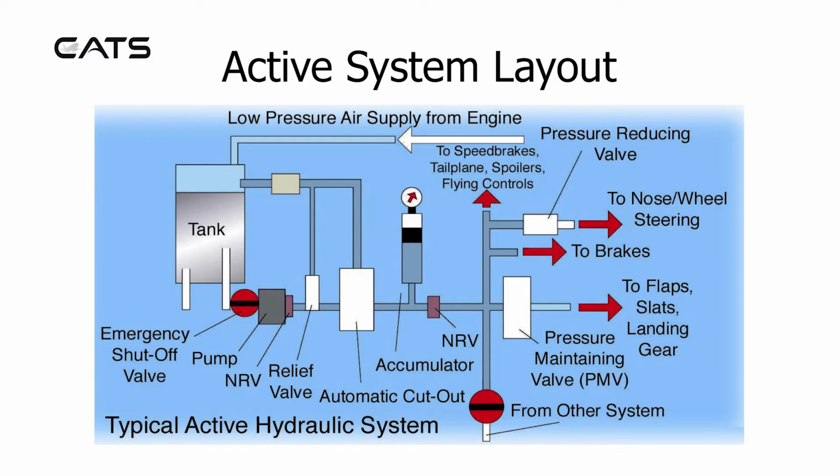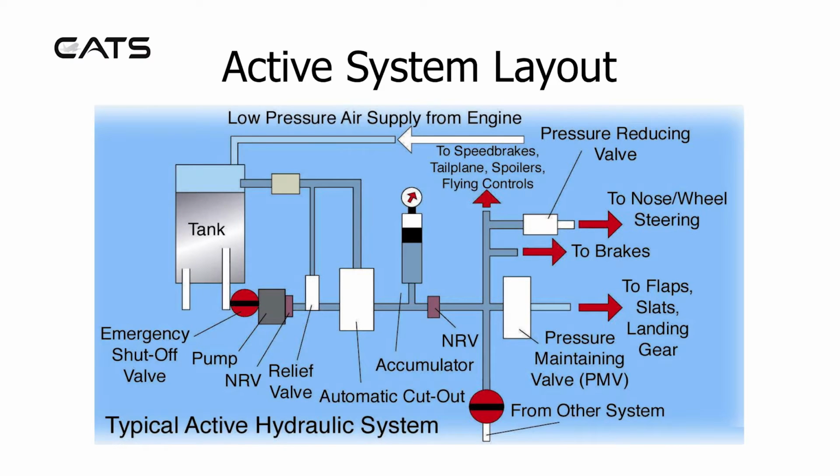Active system layout. There's a tank which has two pipes in it. One pipe is higher than the other. The lower pipe serves as the emergency reserve. There's a certain distance between the top of the pipe and the base of the tank to prevent sludge from entering the system. Immediately after the tank is an emergency shut-off valve. In its current state, it's indicated in line, which means fluid is flowing into the system.